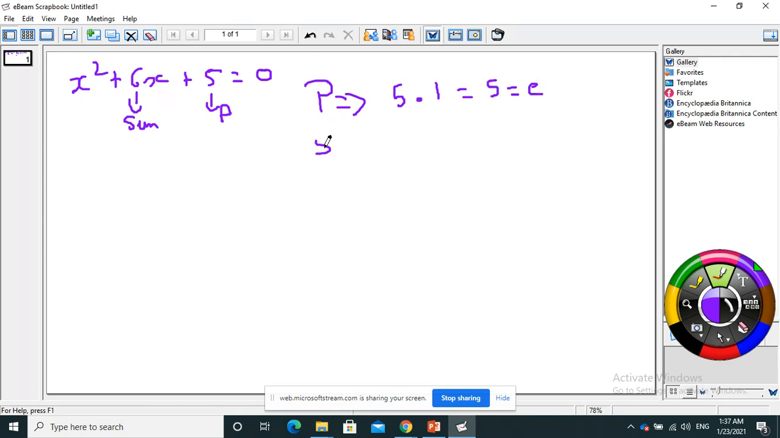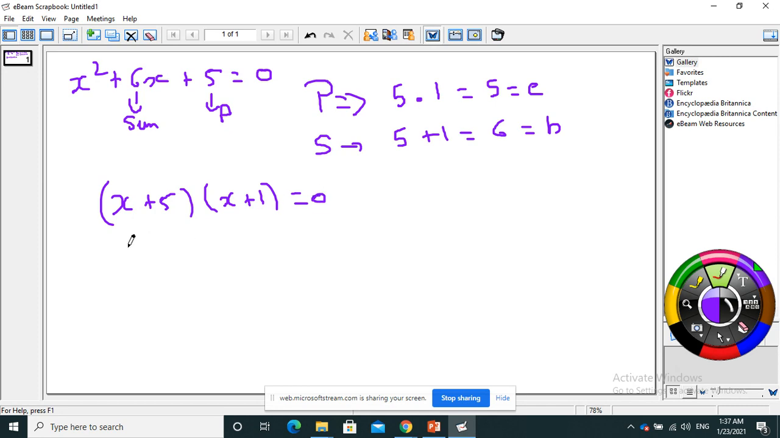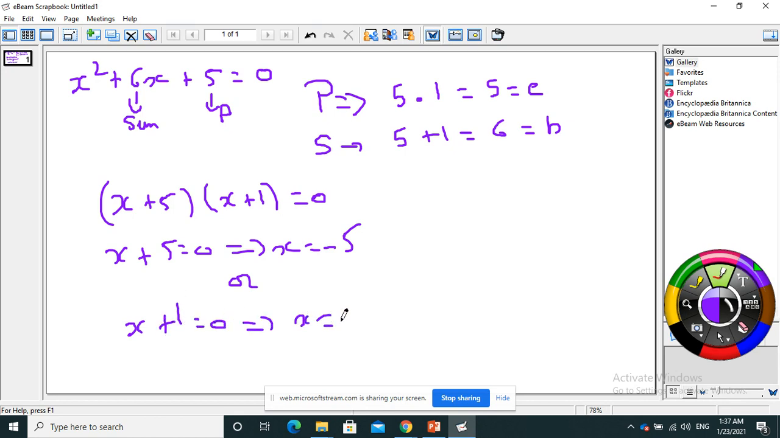Let's see for the sum. If I add them, what will happen? 5 plus 1, oh, it gives me 6. So it gives me b. So that's it. So my m and n are 5 and 1. So it will be x plus 5 times x plus 1 is equal to 0. And then I will solve. I will have x plus 5 is equal to 0. It means x equal to minus 5. Or the second one, x plus 1 is equal to 0. It gives me x equal to minus 1.